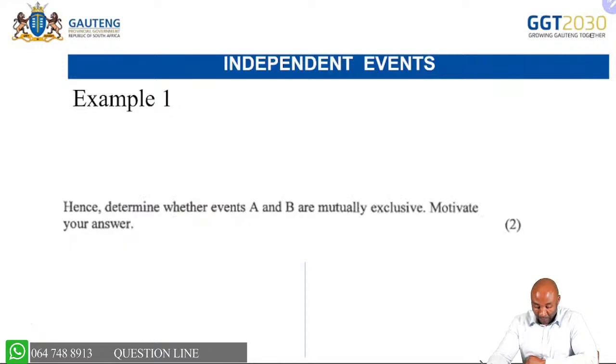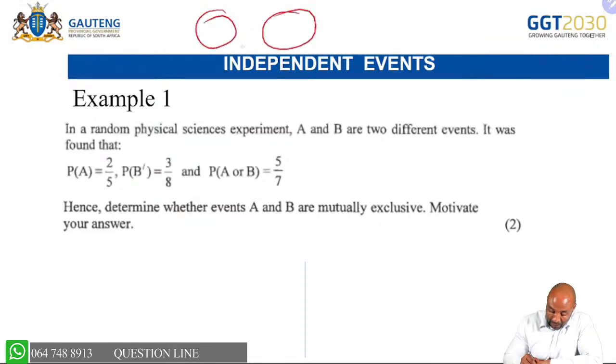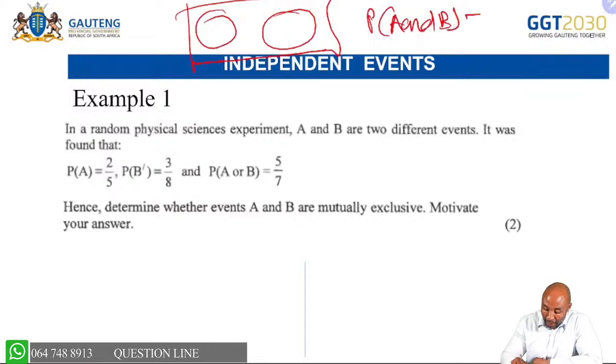Moving along, we are supposed to answer the next question. It says, hence determine whether events A and B are mutually exclusive events, and you have to motivate your answer. Let's go back a little bit. We said for mutually exclusive events, there should be no intersection, meaning the probability of A and B must be equal to 0.